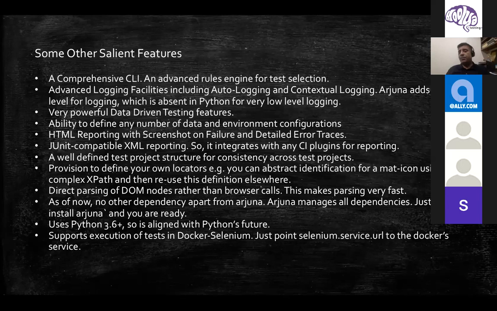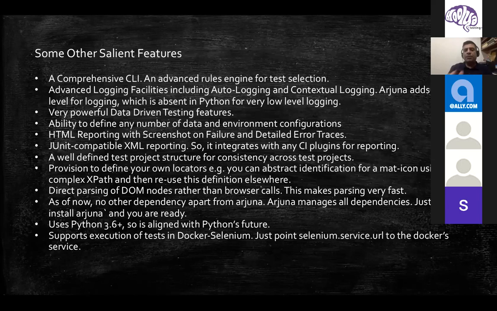It's aligned with Python's future. Python 3.6 plus is what we use with Arjuna, and Python 3 is the future. Python 2 is end of life, so no support is available. So it is future ready, and supports all this flexibility. You can run tests in Docker Selenium or run locally, run multi-threaded. You can do all of that.